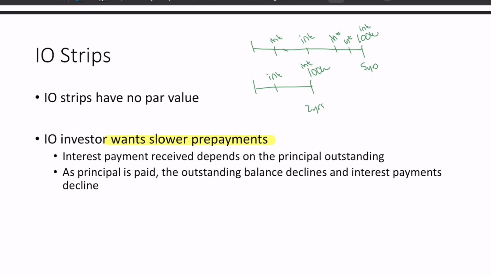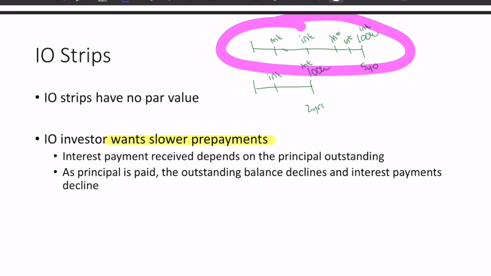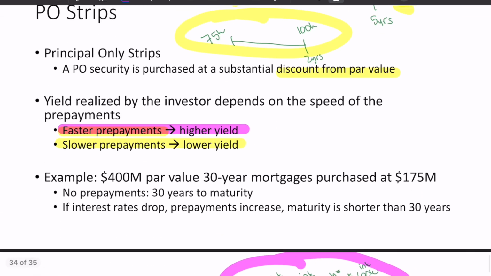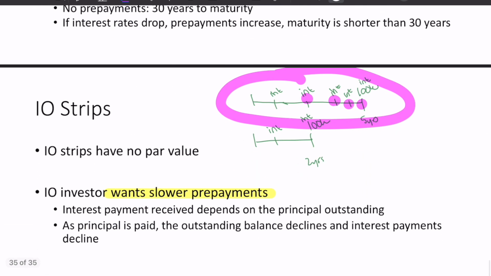And this is a simple one. It's not actually assuming an amortized security or anything like that. But if someone prepays faster, you're receiving less interest. So you actually want someone to prepay slower so that you receive more of the interest payments, and essentially the principal that's lasting all the way along in an amortized security is higher with slower prepayments. So that is a brief overview of principal-only strips and interest-only strips.